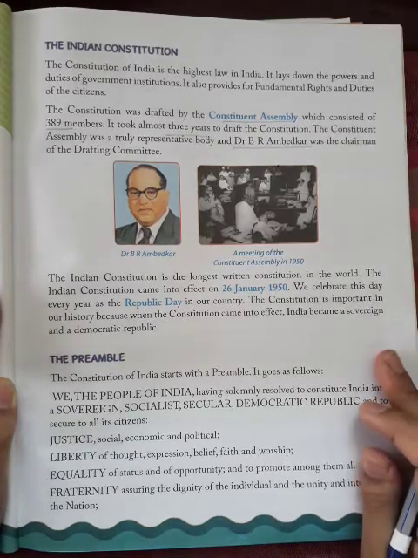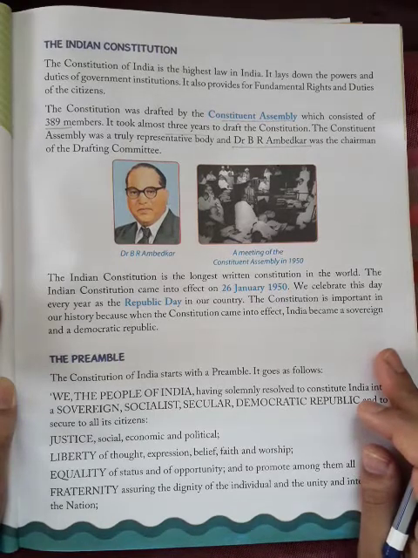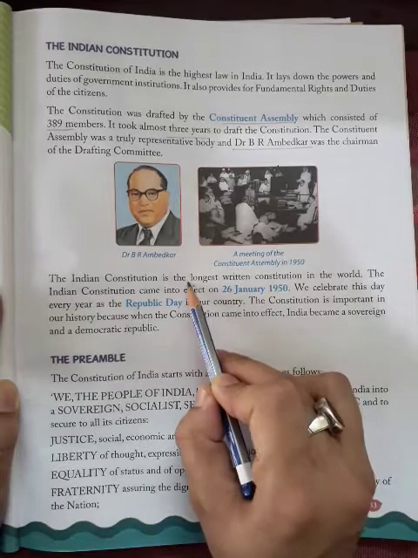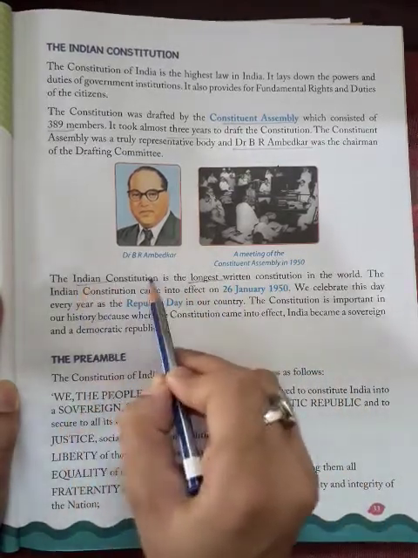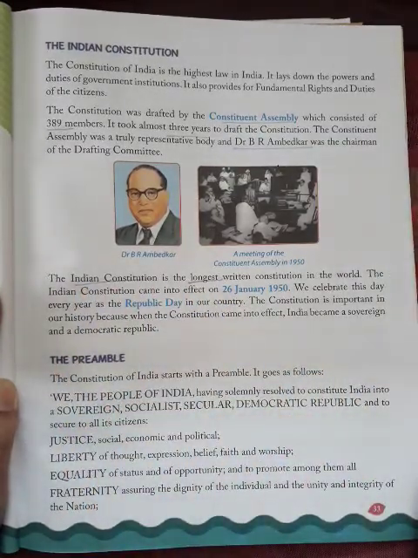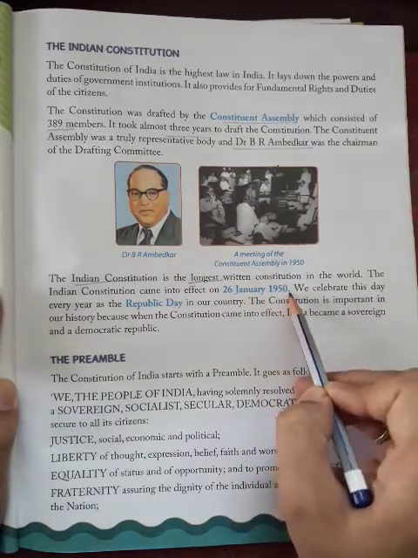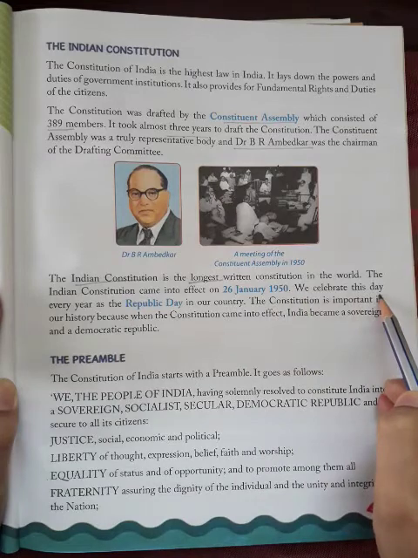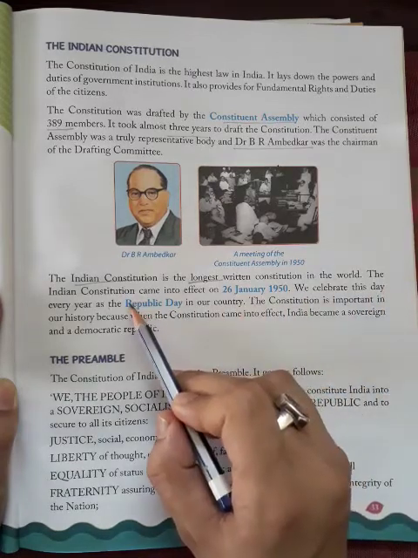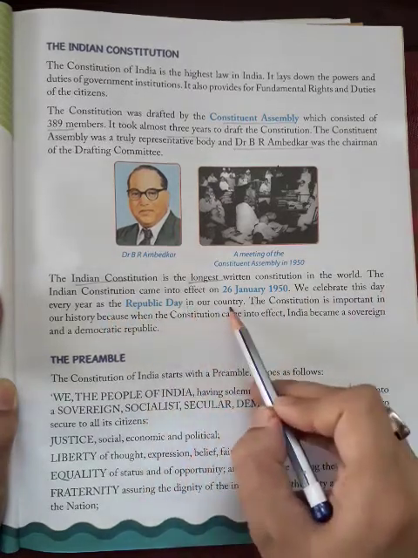The Indian Constitution is the longest written constitution in the world. Yes. So, which is the longest written constitution of the world? That is the Indian Constitution. The Indian Constitution came into effect on 26th January 1950. We celebrate this day every year as the Republic Day in our country.